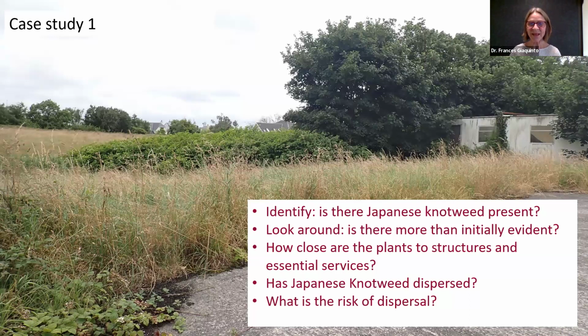Okay. The next question you're going to ask is, how close are those plants to structures and essential services? The next one, what evidence have you got that Japanese knotweed has dispersed? And then what is the risk of dispersal? Those are two separate things. So first of all, I wish this was a live talk and then you could be giving me the answers. But here, if we're looking at this site, can any of you spot Japanese knotweed?